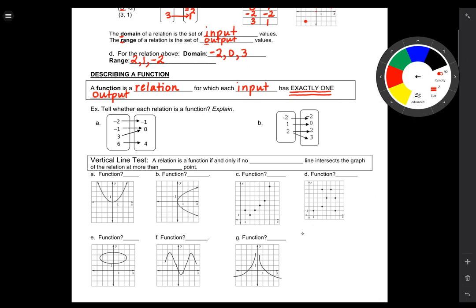So if you look at the input -2, it maps with just a -1. So that input has one output. Let's look at the bottom here. 6, its output is 4. So that satisfies one input has one output. 3 also has only one output and it's 0. And -1 also has only one output. It happens to be the same number, but that's okay. There's only one arrow leaving each of the numbers on the left side. So this is yes. Each input has exactly one output.